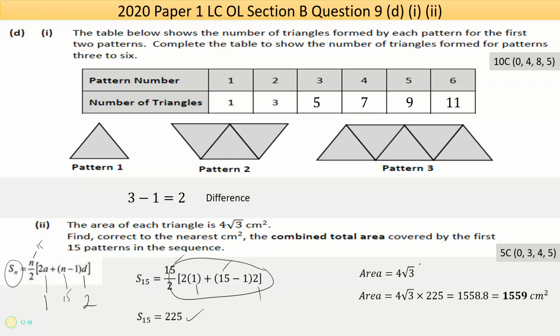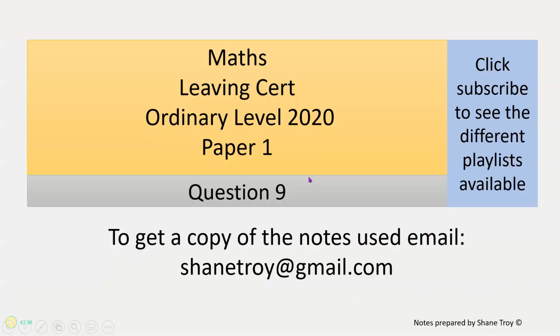Now we know the area is 4 times square root of 3. So I'll multiply that by the 225 triangles. And that gives me this area. And they said to the nearest centimeter squared. Okay, so this is one decimal place. Because it's over 5, it makes the next number round up. And we have an answer of 1559. And that's it. Okay, so I think that's the end of question 9.